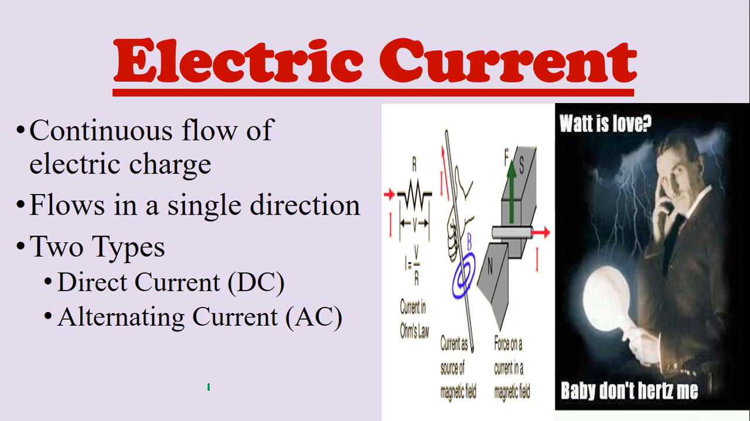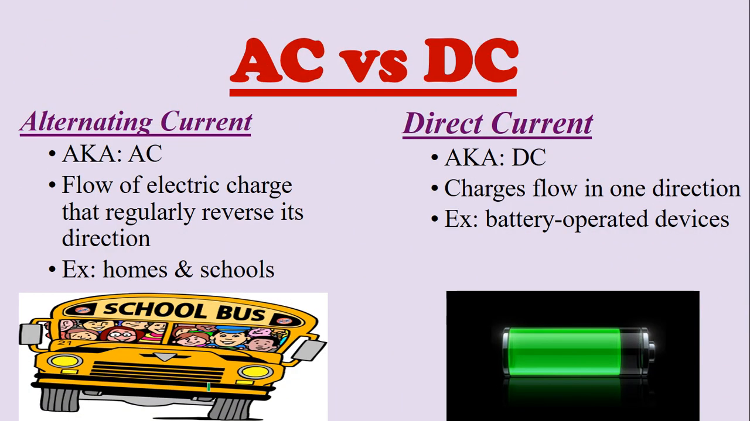And there's two types of currents. You can have direct current, which we abbreviate DC, and alternating current, AC. So let's talk about each one. Alternating current is known as AC, right? Alternating current. And this is where the flow of electrons can reverse the direction. It can go one direction and then it can reverse its direction and go the next direction.